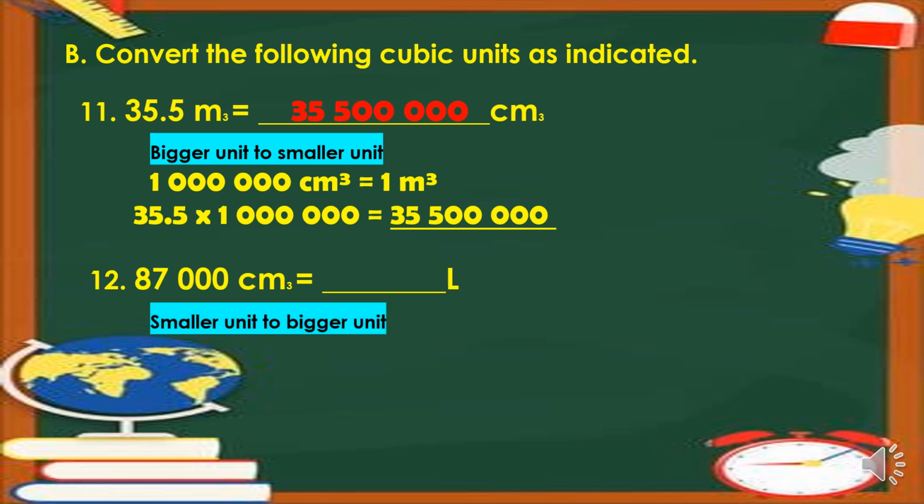And for number 12, 87,000 cubic centimeter is how many liters? So smaller unit to bigger unit. So for every 1,000 cubic centimeter, that is equivalent to 1 liter. So divide. So 87,000 divided by 1,000, that is equivalent to 87. Okay, so we can also use cancellation. So matitira na lang is 87 and 1. So 87 divided by 1, the answer is 87 liters. So that means sa 87,000 cubic centimeter, that is equivalent to 87 liters.